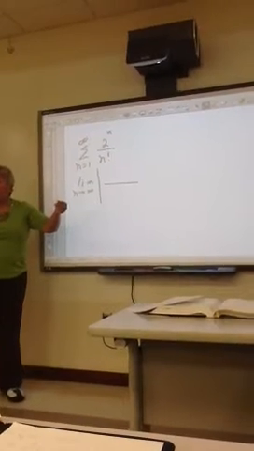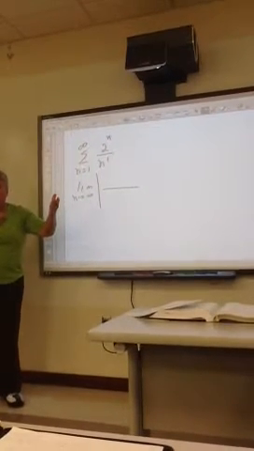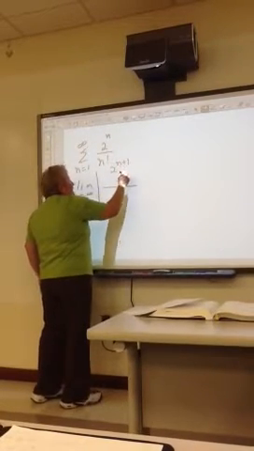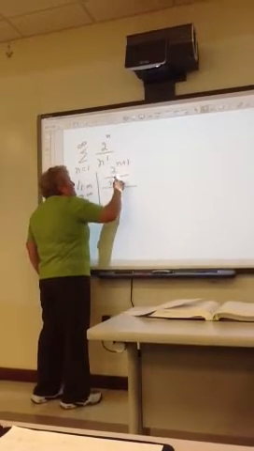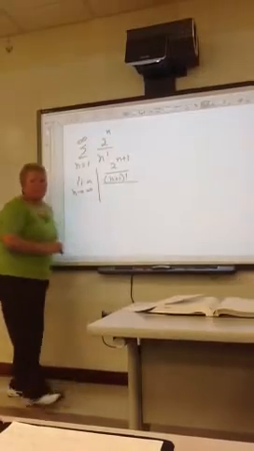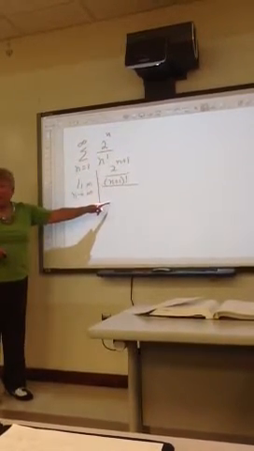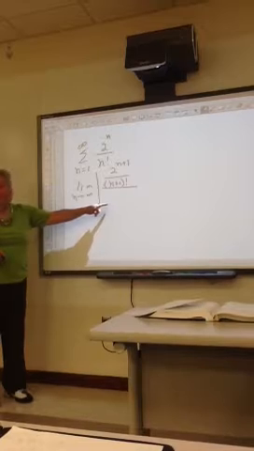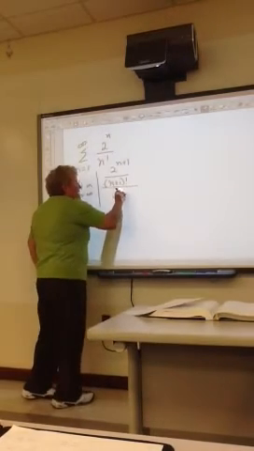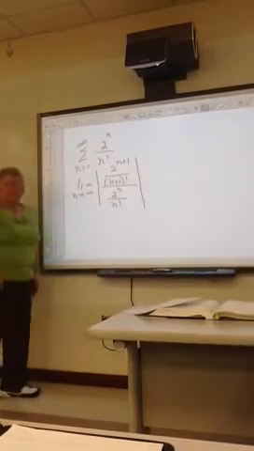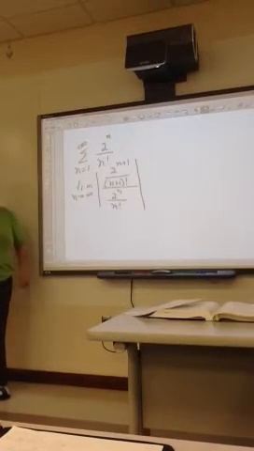Place you see an n, put n plus 1. So on the top is 2 to the n plus 1 over n plus 1 factorial. On the bottom, you're just going to copy what your nth term looks like, which is 2 to the n over n factorial. And we need the limit of that absolute value.